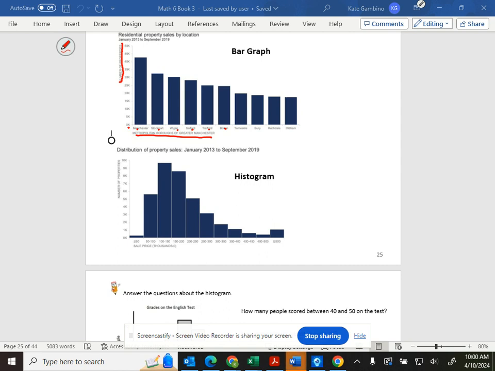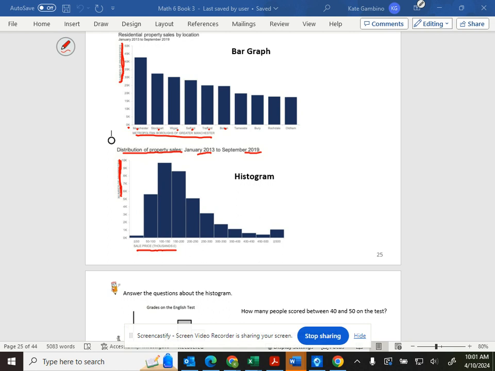But if we look at the histogram, this is the distribution of property sales from January 2013 to September of 2019. So going up, it's the number of properties. So both of them have the number of properties. But on the bottom, this is the sale price. So our sale price has to start off from low, going in order up to high. It doesn't make sense if we jumble up our sale prices.